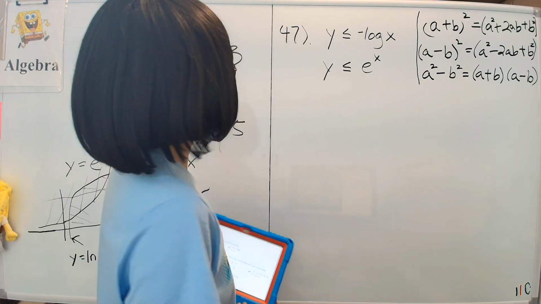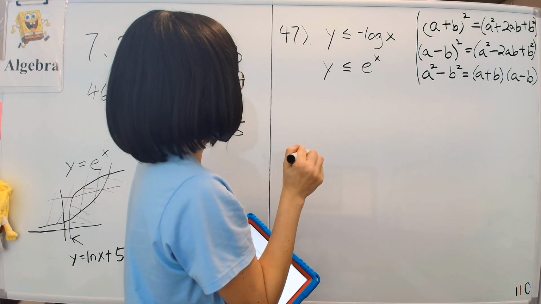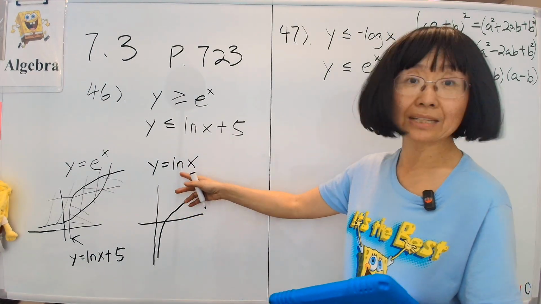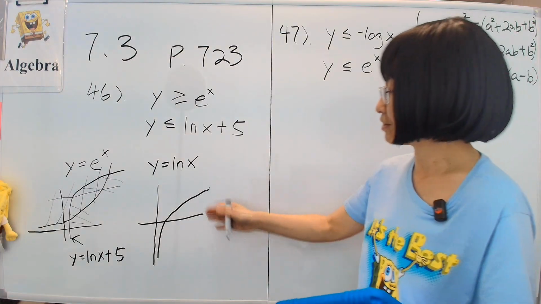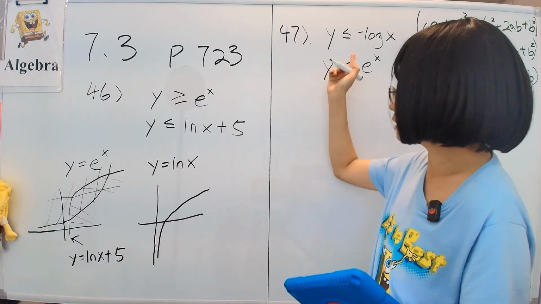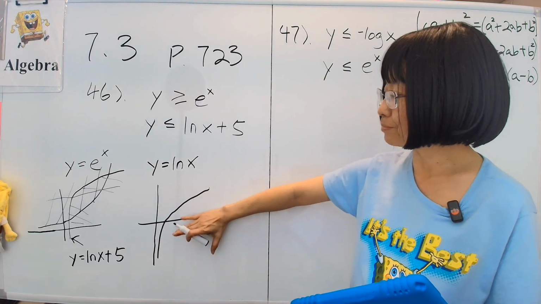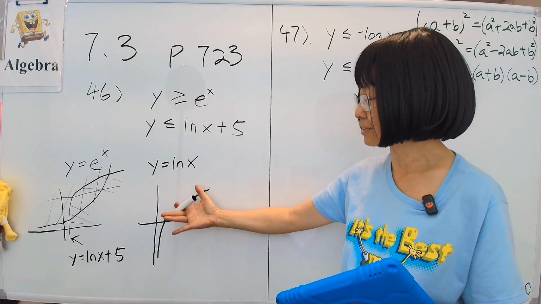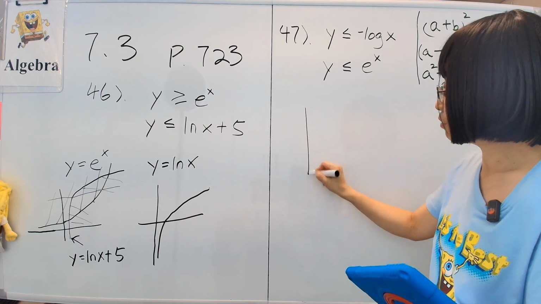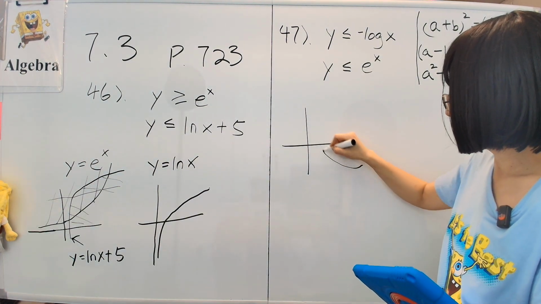All right, next let's consider problem 47. We have y less than or equal to negative log of x. Well, first, y equals log of x looks like this. Okay, this is a natural log, but they all look about the same. And this one is negative. Negative means you flip it around. What used to be positive is now down here. So imagine the graph being flipped like this. And then the new graph will look something like that.